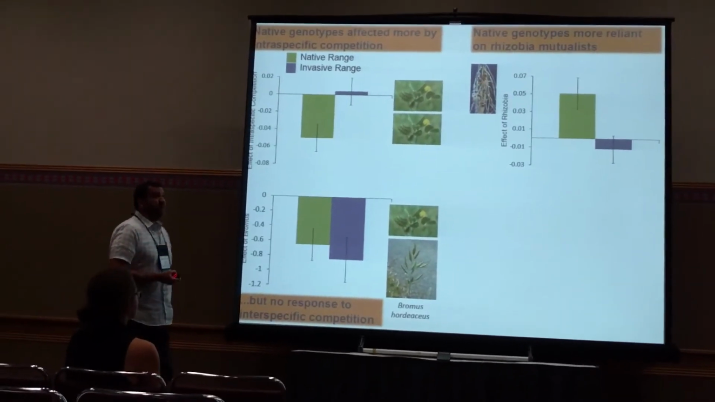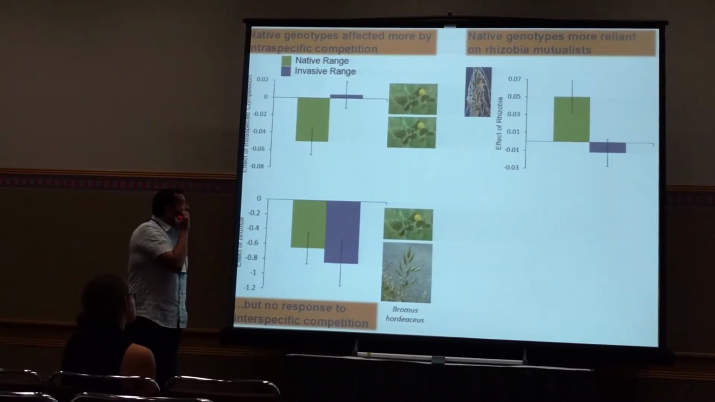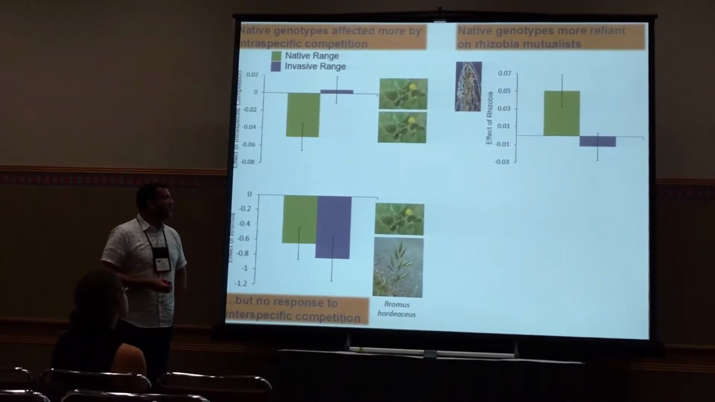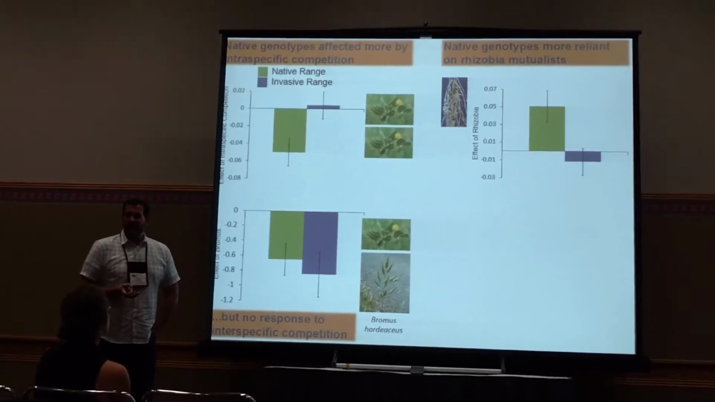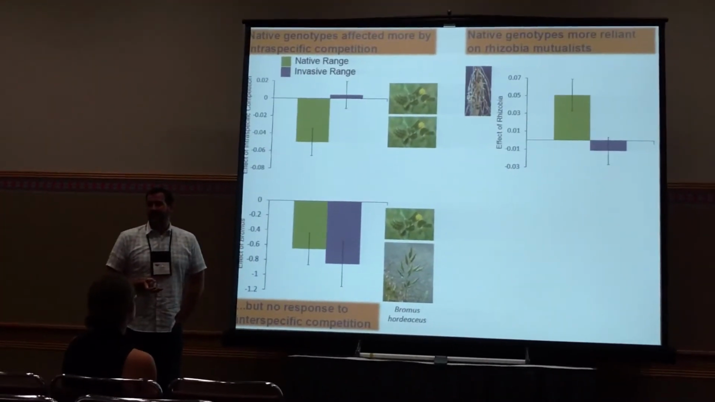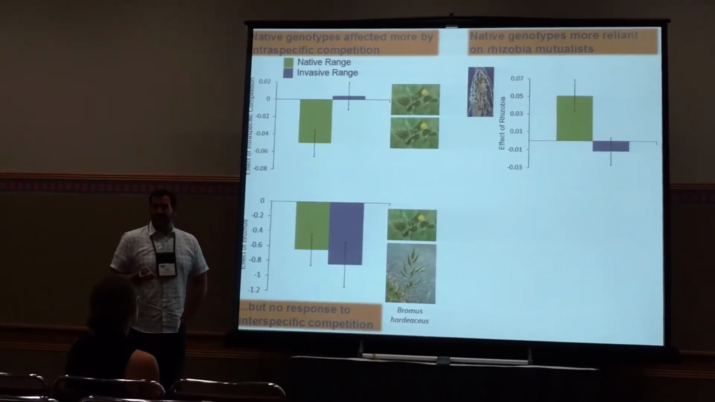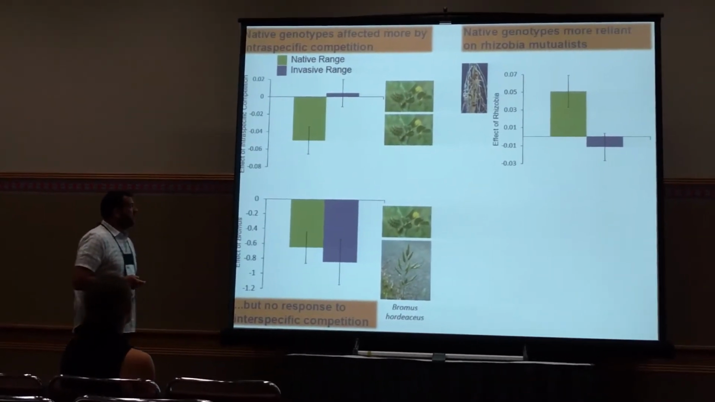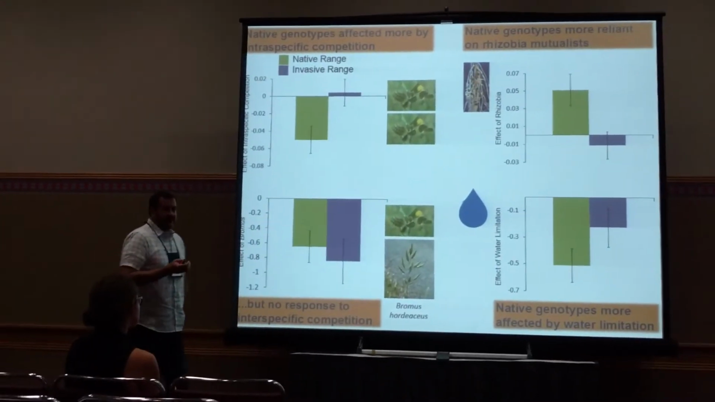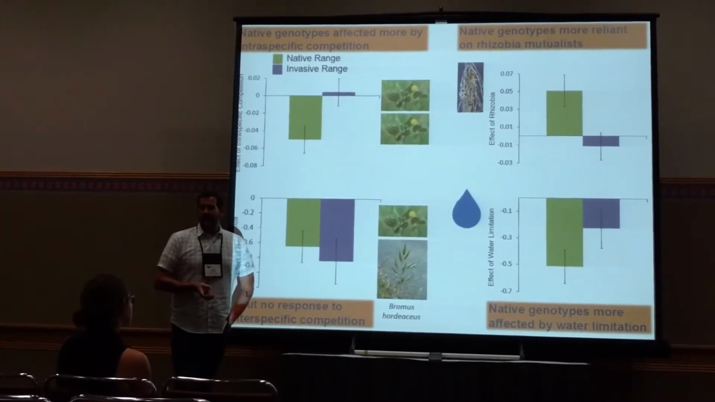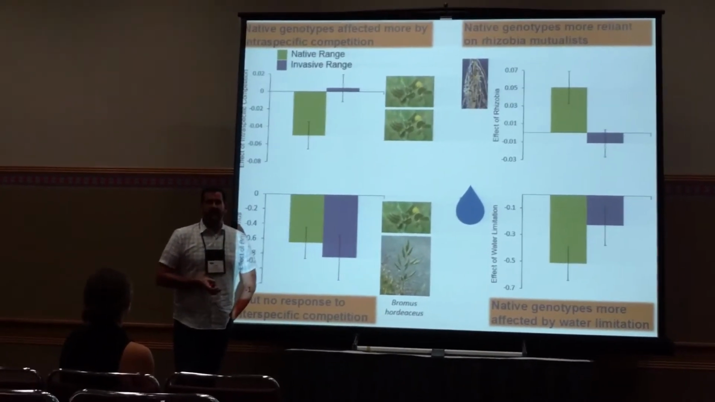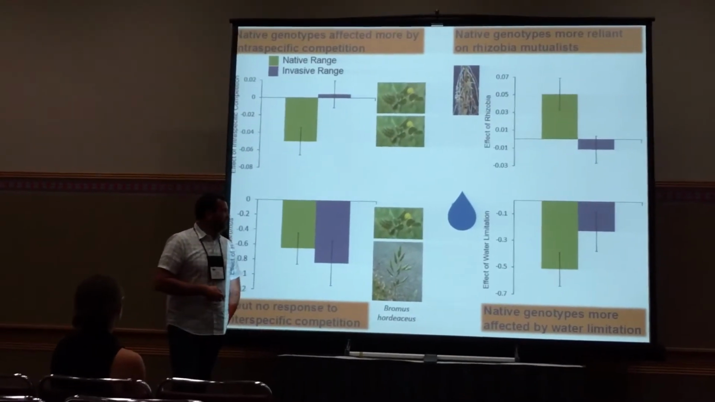Looking at Rhizobia mutualism, native range genotypes tend to benefit a lot from adding Rhizobia into those pots. Invasive range genotypes don't really seem to care if there's Rhizobia there or not. If anything, they experience a negative effect of those rhizobia, suggesting they're maybe slightly parasitic. And then with regard to water limitation, native range genotypes are affected quite a bit when they're limited by water. Invasive range genotypes still experience a decrease in fitness, but not nearly as much as the native range genotypes.